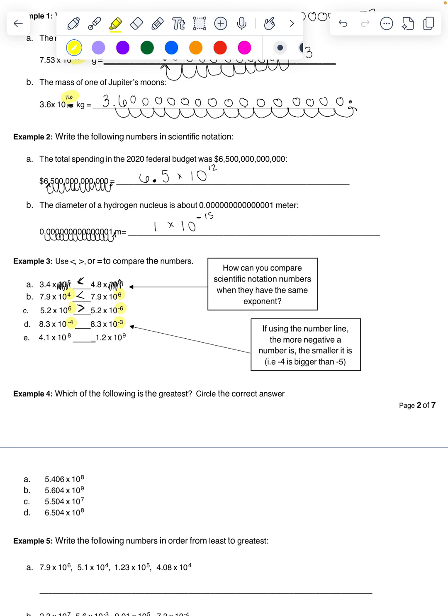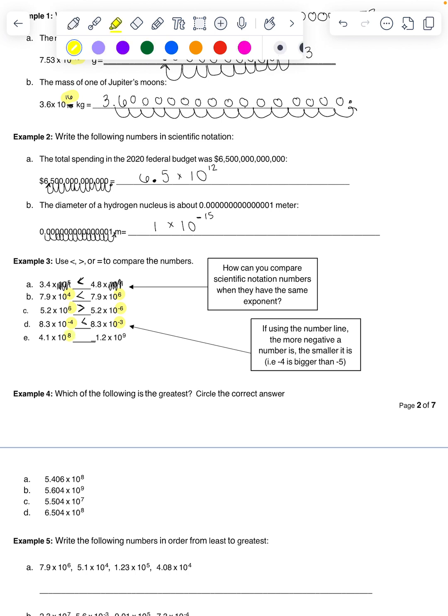So the number that has the one with the negative 4 is going to be smaller than the one with the negative 3, because negative 4 is less than negative 3. Or you can think of it as, with the negative 4, we're moving the decimal one more place to the left.